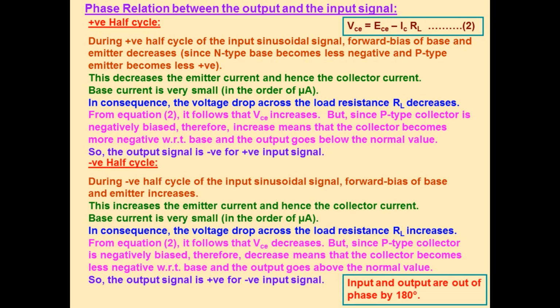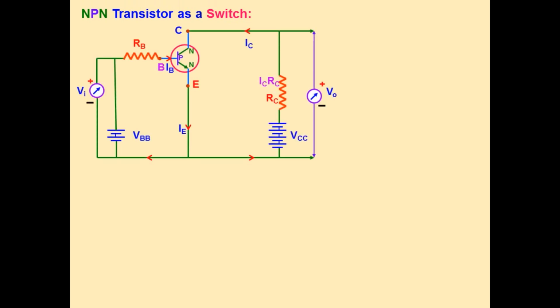And in the case of common emitter amplifier of a PNP transistor, the input and output are out of phase by 180 degrees. The output signal is negative for positive input signal, and output signal is positive for negative input signal. Next topic, NPN transistor as a switch.